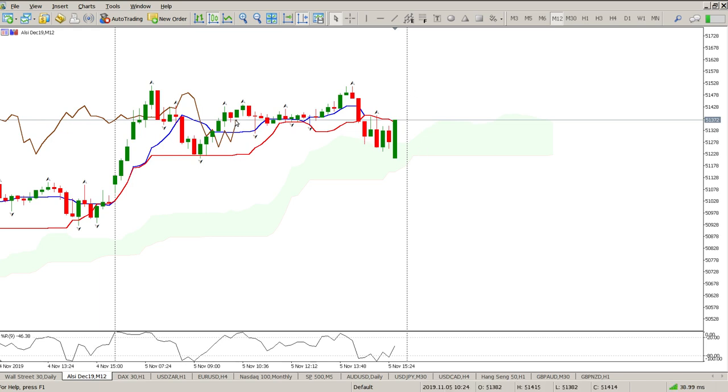Chikou span is through price, which is bearish, and then we have a cloud which is bullish. So we've got a lot of support to the left. That's all the cloud is telling us. There is support to the left.